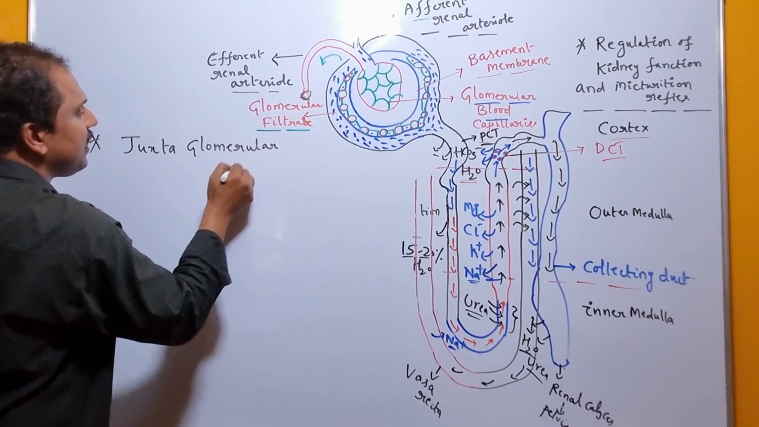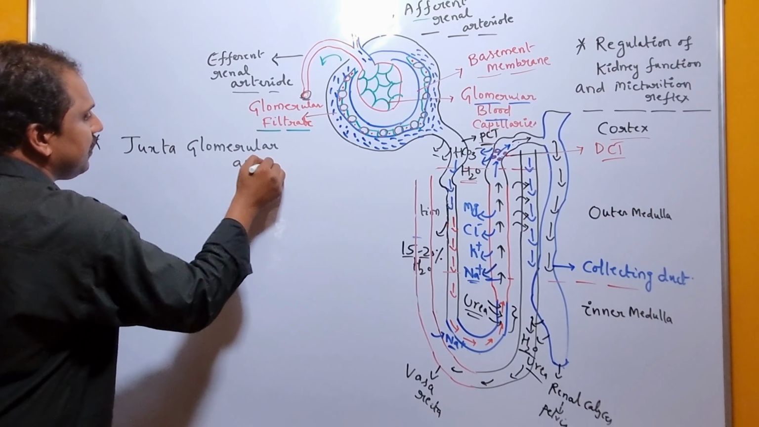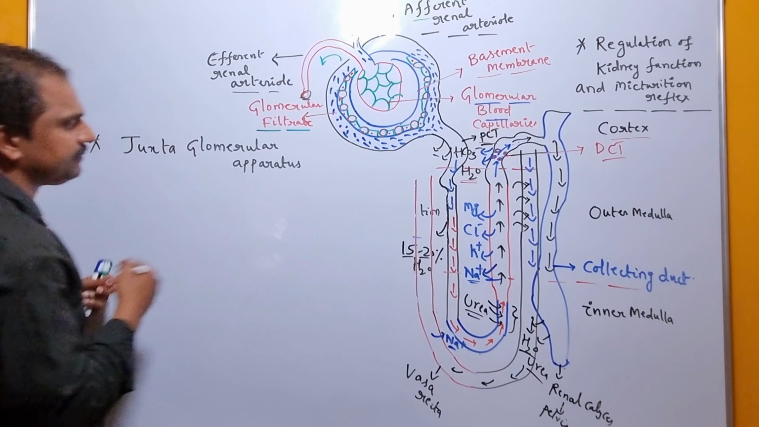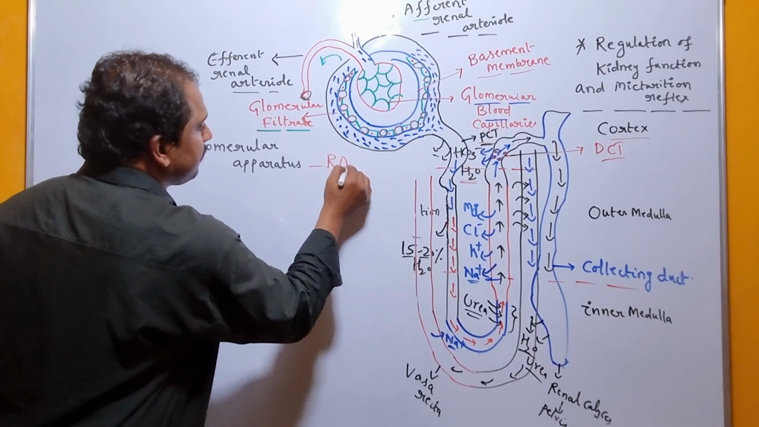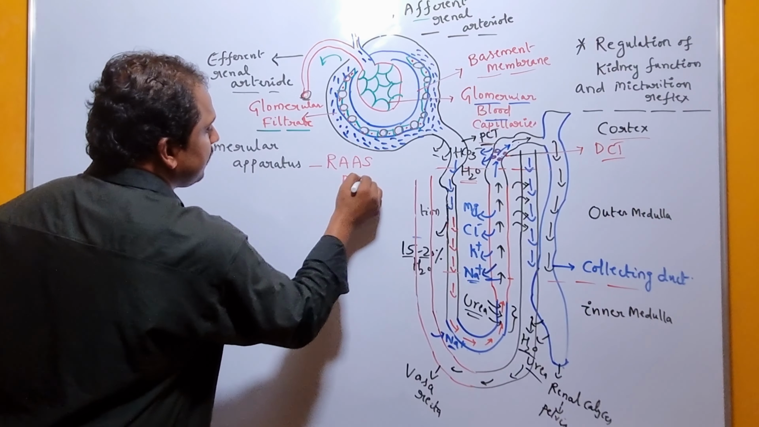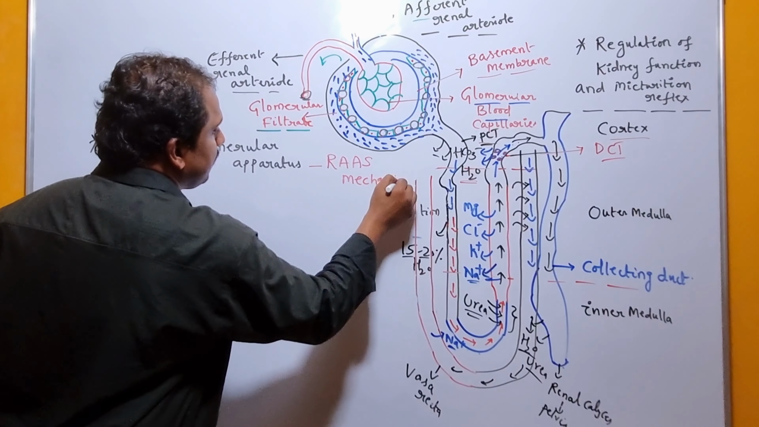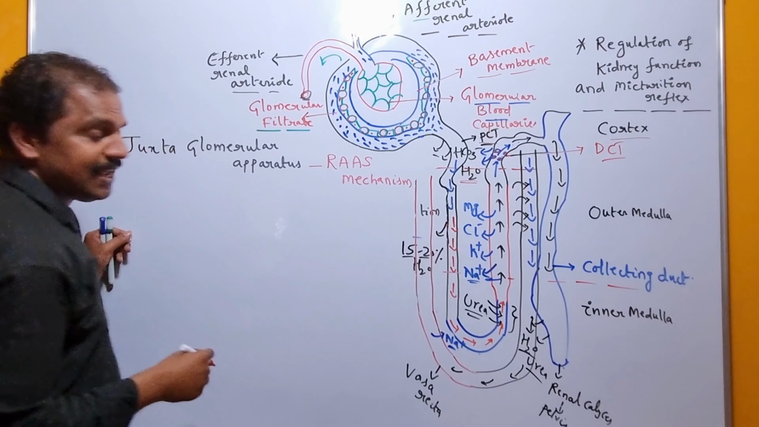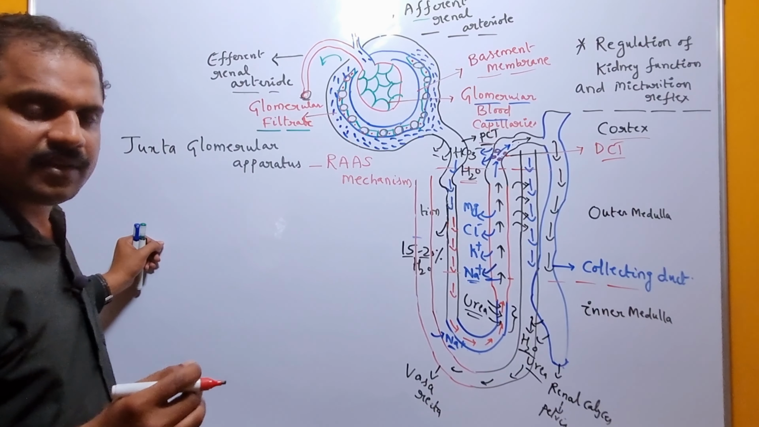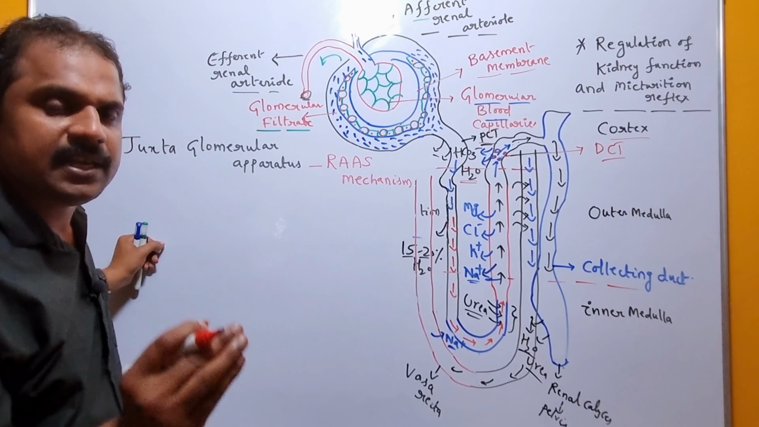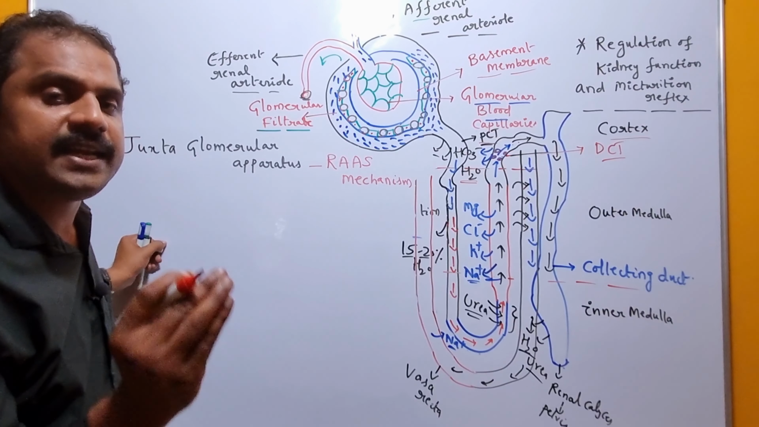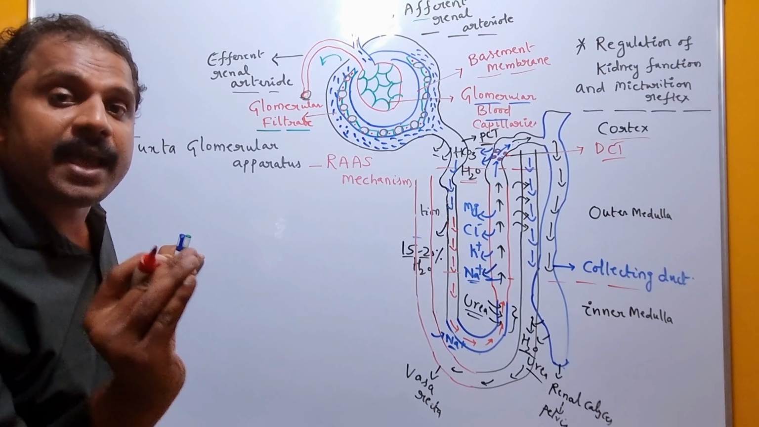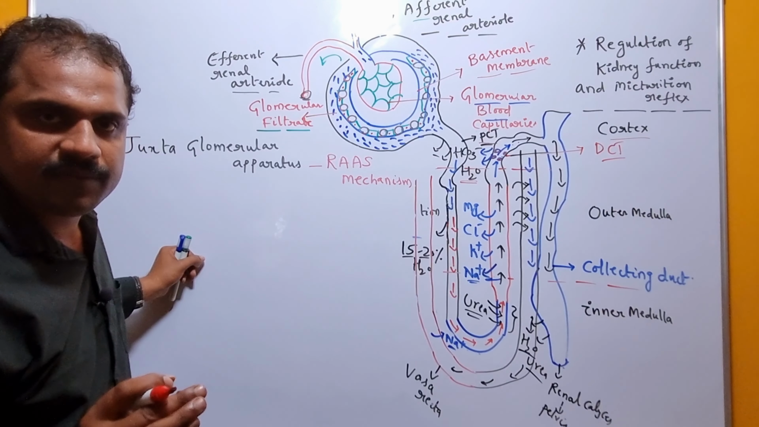So here the juxtaglomerular apparatus is responsible for regulating the RAS mechanism. Prior to the explanation of the RAS mechanism in detail, at first let us have a look at the juxtaglomerular apparatus. It is an association of juxtaglomerular cells and the macula densa of the distal convoluted tubule.